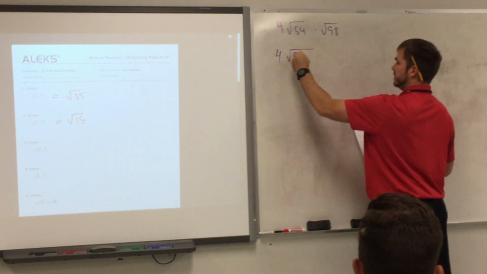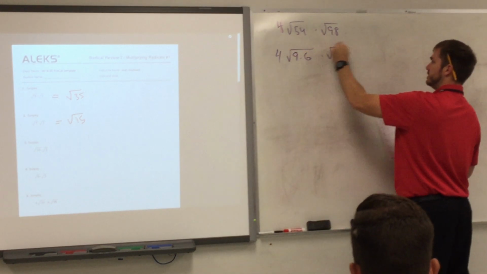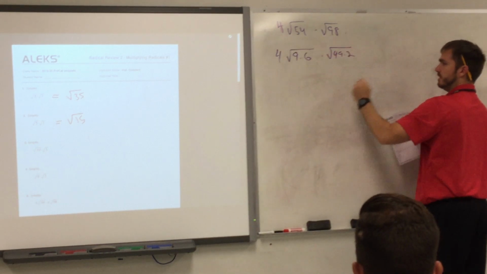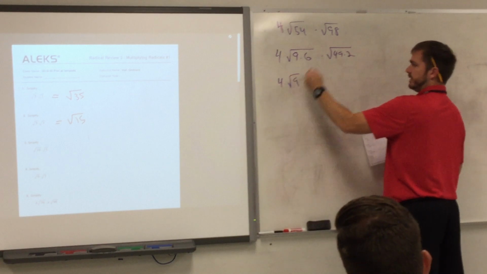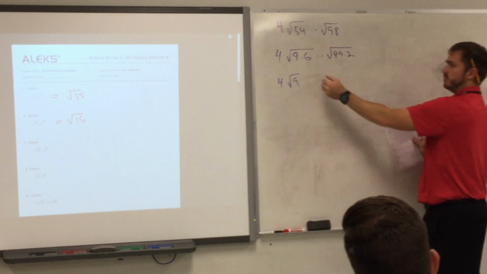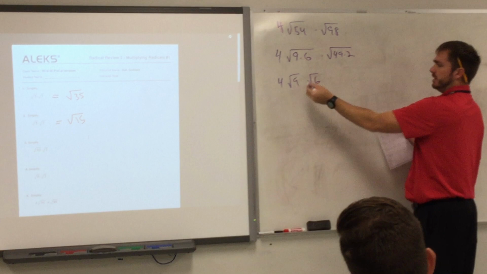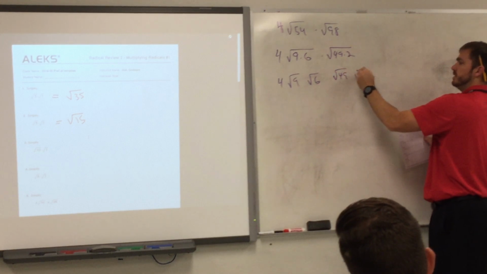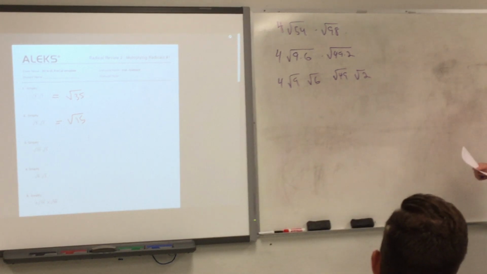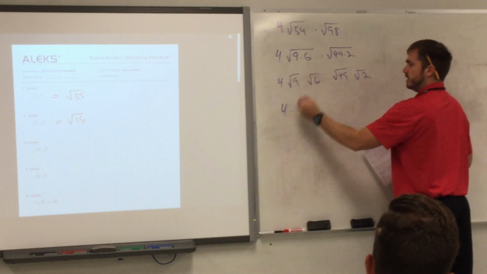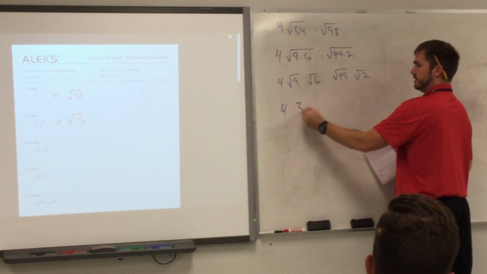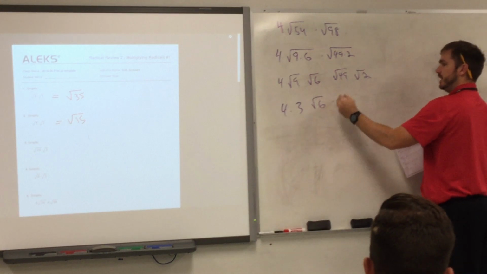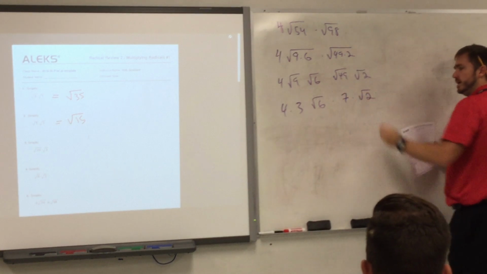9 and 6. 9 and 6, I agree. Square root of 9 and 6. What about 98? 49 and 2. So this is probably extraneous at this point. It might be one of the last times I write it there. But then split that up. Square root of 9 times square root of 6, square root of 49 times square root of 2, but just to be clear about everything that's going on. So the square root of 9 is? 3. Square root of 6 is? Square root of 6. Alright, 7 and square root of 2.